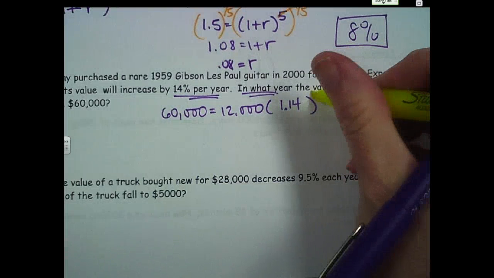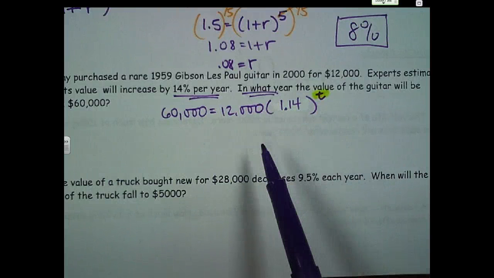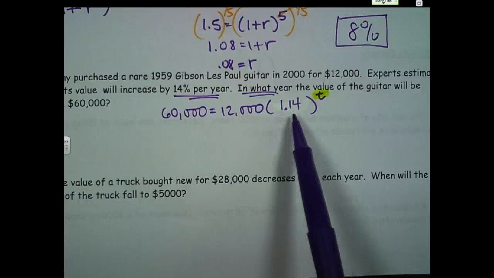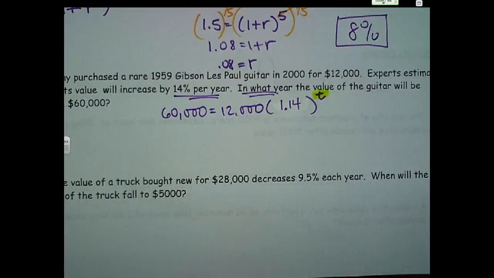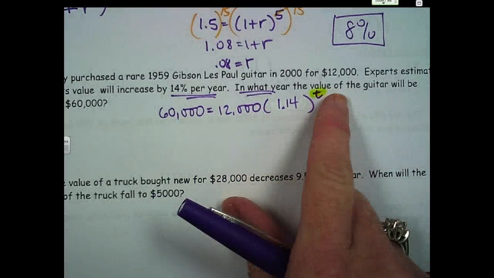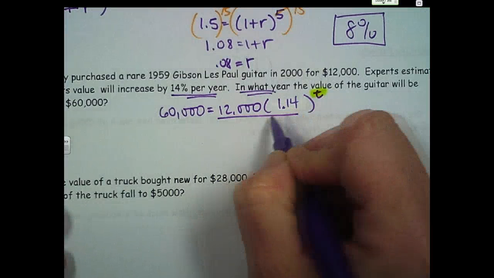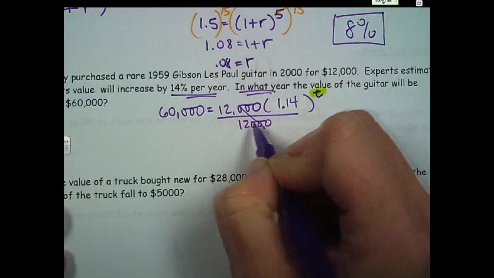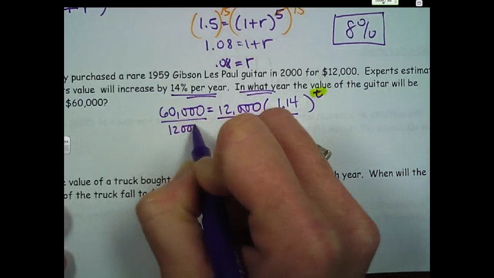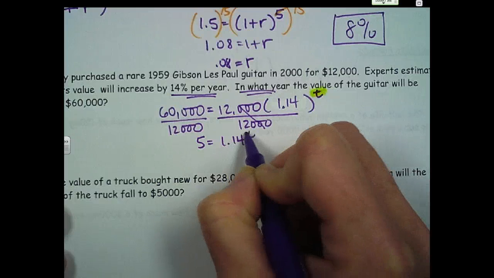Any time you're looking for time, you have to do a log. So what's my first step? Is it to multiply the 12,000 and the 1.14 or divide by the 12,000? Divide. Good. You're not going to multiply those. That 1.14 belongs with time. So you're going to divide both sides by 12,000. And you get 5 equals 1.14 to the t.